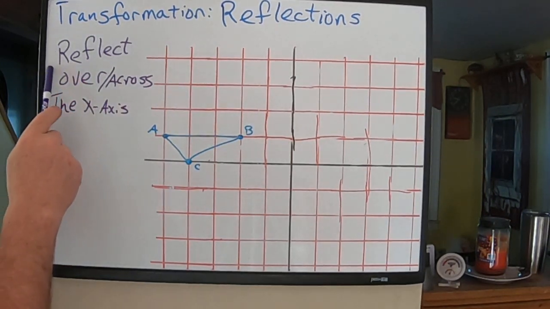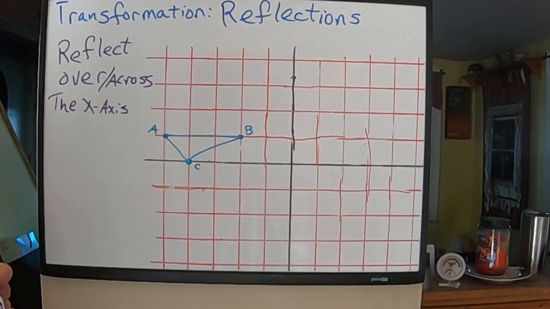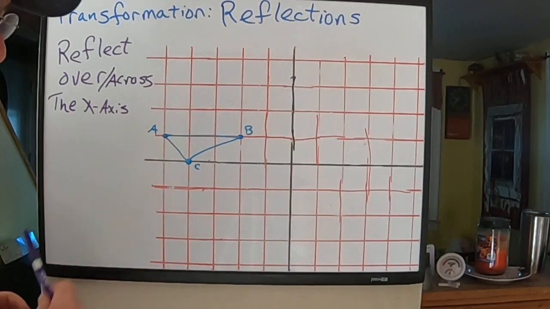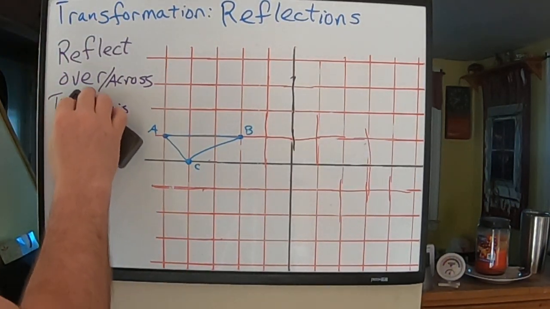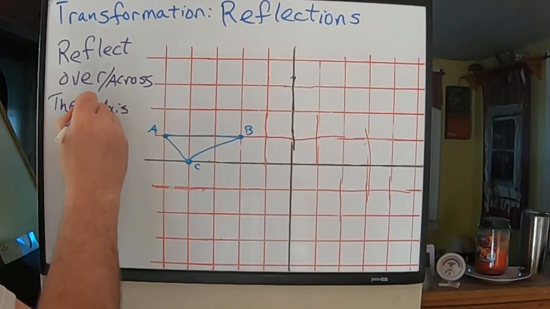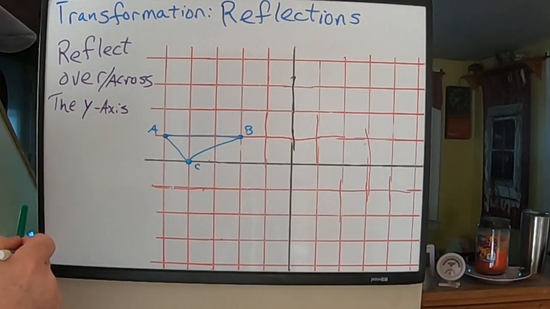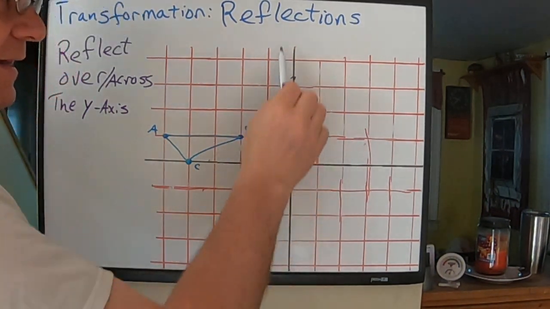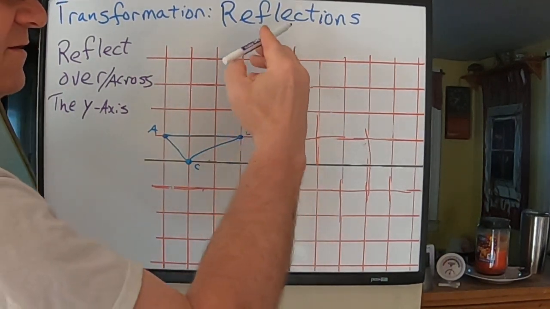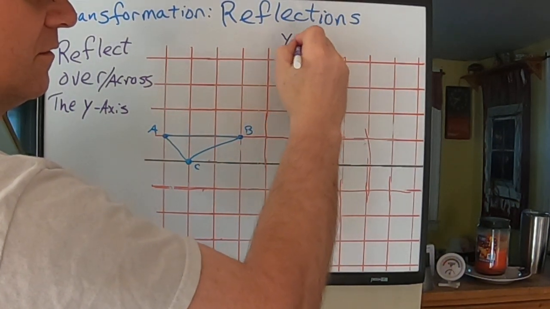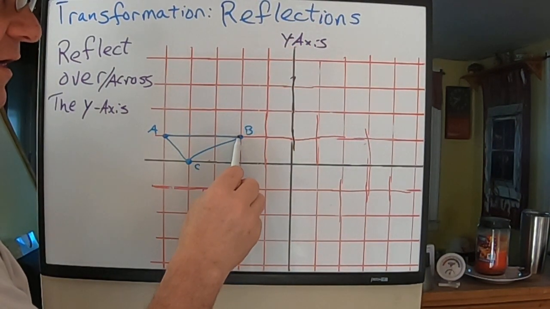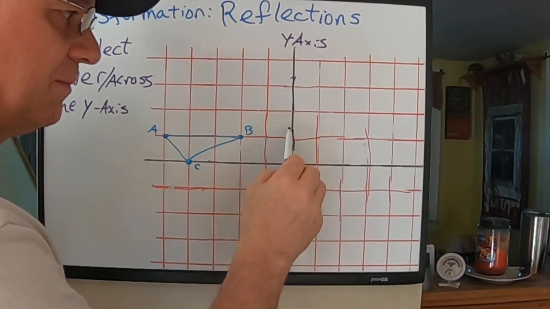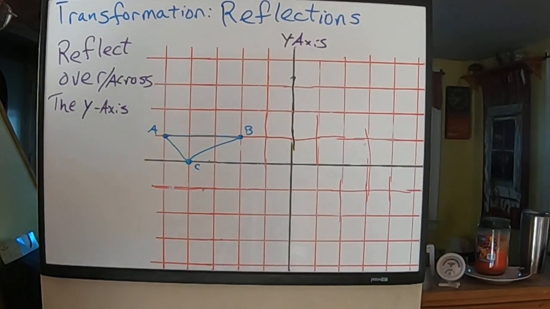Well, if we're going to do a reflection across or over, they use both these words interchangeably, in this case the x-axis, I meant the y-axis for this one. I want to start with the y-axis. I'll do the x-axis after. If this is my plane or my mirror, the y-axis, then I'm going to start at the point and go directly at it, so that if I were to draw a line, it would be a perpendicular line that made a 90-degree angle with the mirror.